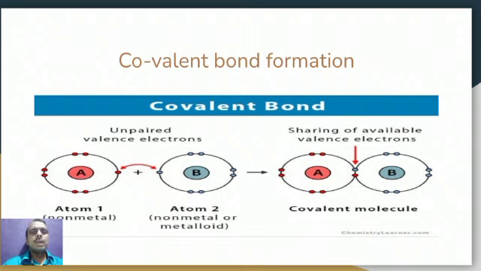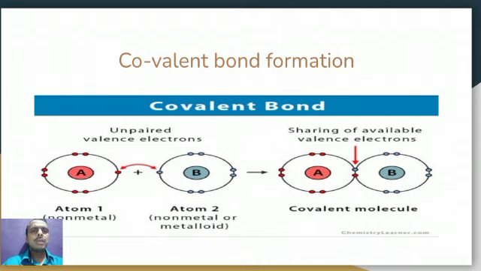Here, atom A is a non-metal, atom B is a non-metal or metalloid. Now see, atom A has seven electrons in the outermost shell. Similarly, atom B has 7 electrons in the outermost shell. That means in order to complete its octet, both require 1 electron each.